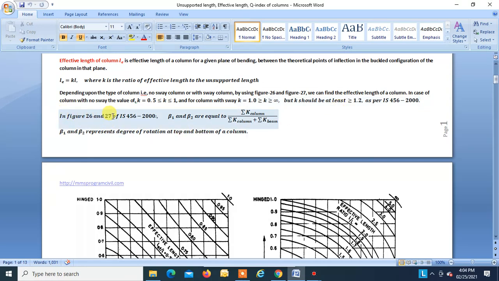In figure 26 and 27 of IS 456-2000, beta 1 and beta 2 are equal to the sum of stiffness of the columns falling at the considered joint divided by the sum of stiffness of the columns falling at that joint plus the sum of the stiffness of the beams falling at that joint. Beta 1 represents the degree of freedom at the top joint, and beta 2 represents the degree of freedom at the bottom joint of the column. We will see this in detail as we move forward. We will take an example in which these things will be explained in detail.